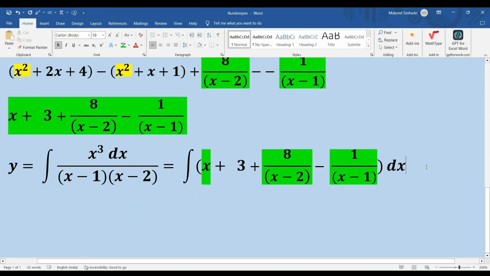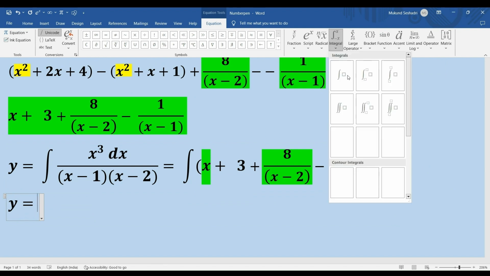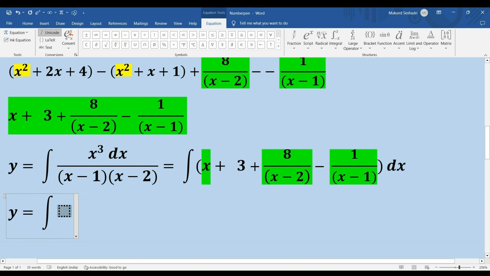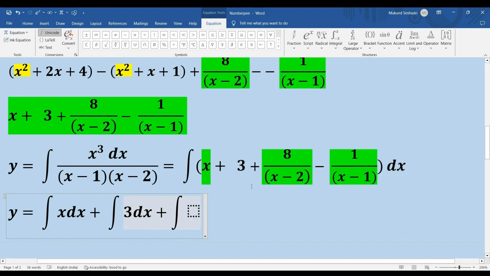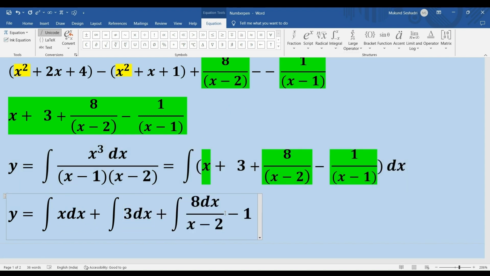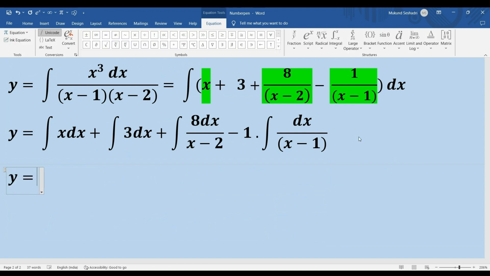Now I go to the next step and I can apply the sum rule of integration. My integral of the entire expression becomes the integral of each one of those expressions inside, right? So I have y equals the integral of x dx plus the integral of 3 dx plus the integral of 8 dx by (x − 2). And then I have a minus of the integral of dx by (x − 1), right? There we are. I don't think this is very complex from here on.